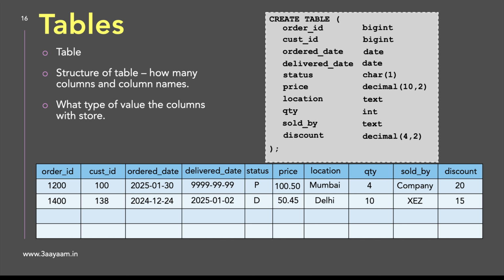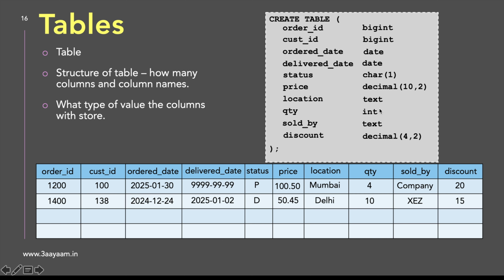And in discount, I have mentioned decimal 4,2. Why 4,2? Because before the dot we can have 2 digits, and after the dot we'll have 2 digits. Of course, the discount cannot be more than 100. No one will give you 100% discount, right? So again, 99% is also very high. And this is how we create tables.